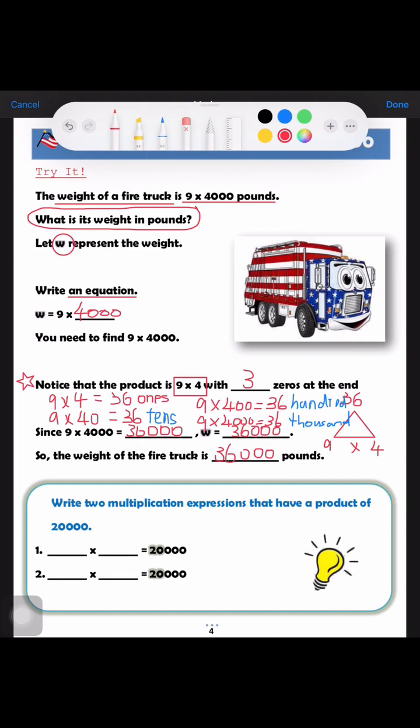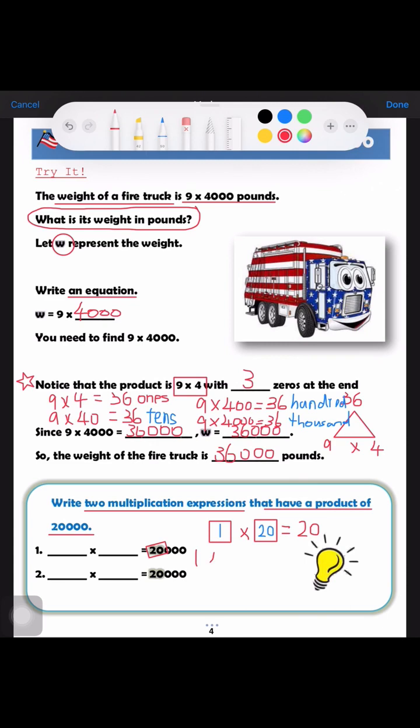And then we take a look at the questions below. Write two multiplication expressions that have a product of 20,000. So we have to think about the basic factors. Which two numbers, when they multiply together, the product is 20? So we have to think about two combinations. Okay, the first combination is very simple. It is 1 times 20.